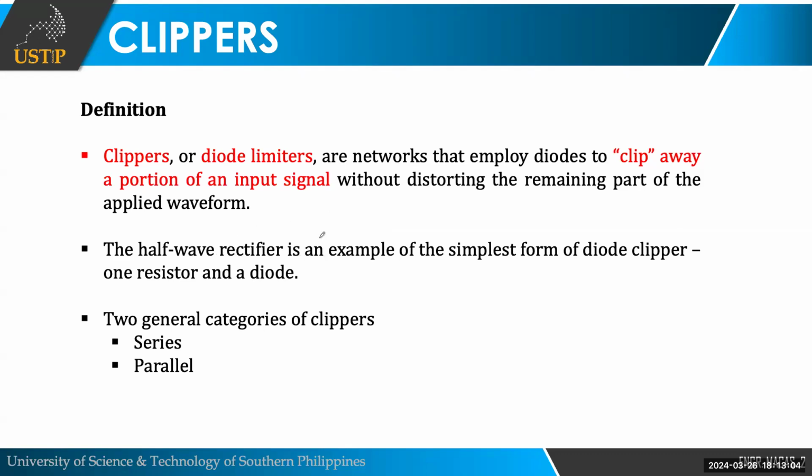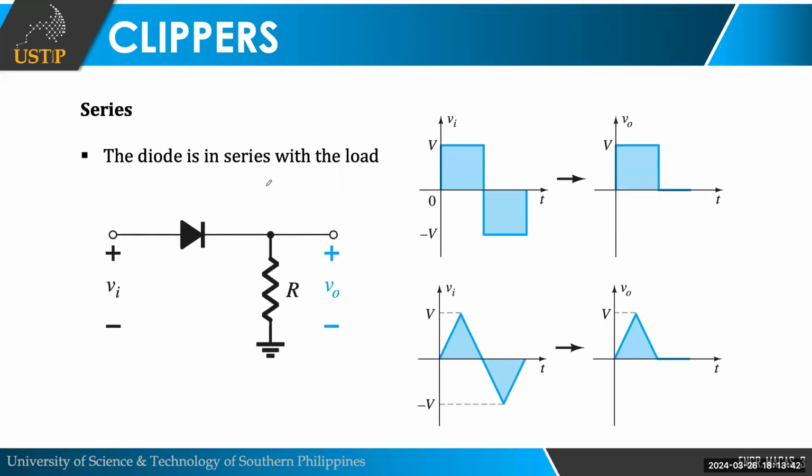So, an example is the half-wave rectifier. But we have two general categories for clippers, class. We call them series and parallel. So series and parallel basically refer to how the diode is connected with respect to your input. It is series if the diode is connected in series with the input voltage, and parallel if it is connected in parallel, obviously. Okay, so let's start with the series clipper.